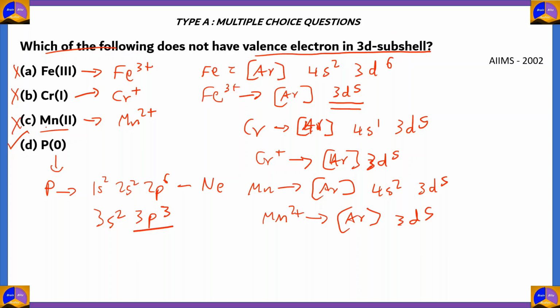So therefore option D is the right option, and we have proved it by writing out the electronic configurations of all the 4 species. We've written down their electronic configurations, and we found that phosphorus does not have a valence electron in the 3d subshell.